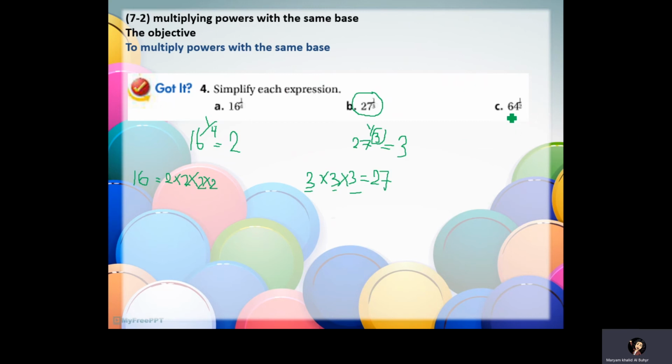Now the last one, I'm looking for a number. When I multiply it by itself 2 times, I will get 64. What is this number? It's directly 8, because we memorized that 8 times 8, from the multiplication table, equals 64. And that's what I need because the power here is 1/2. That's it. So the answer here is 8, which is very easy to solve.